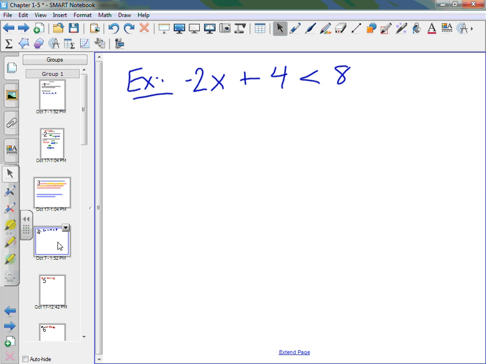Example: negative 2x plus 4 is less than 8. We're going to pretend that the inequality symbol is an equal sign, just like you pretend that you clean your room, right? What would we do first? We would subtract 4 from both sides. So this is negative 2x is less than 4. Now, why did I not flip the sign? Because I only subtracted. I did not multiply or divide by a negative number. I subtracted 4. Please, please, please get that in your head.